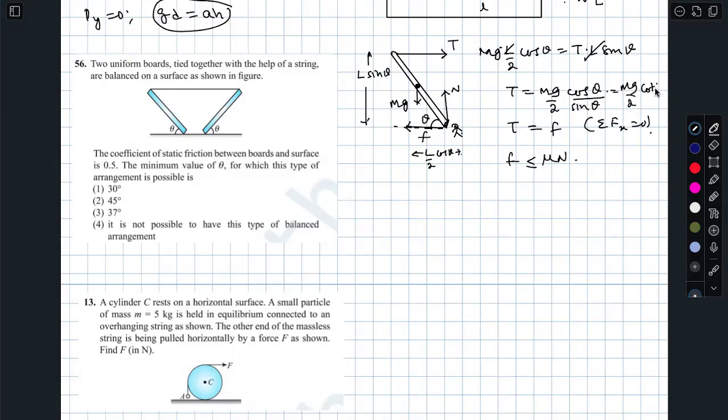mg/2 cot theta, right? F less than or equal to mu N, so T less than or equal to mu mg. Only vertical N is mg. mg/2 cot theta less than or equal to mu mg. Cot theta less than or equal to 2 mu. Cot theta less than or equal to 1. So the angle must be 45.